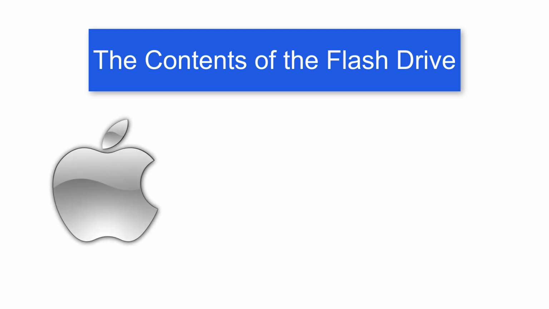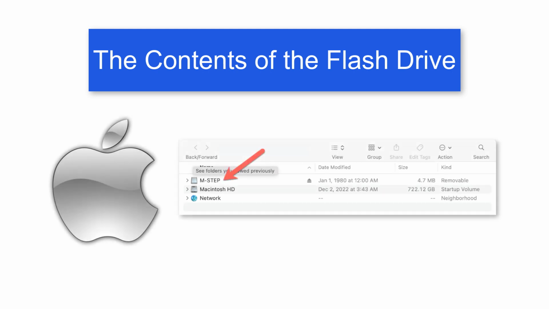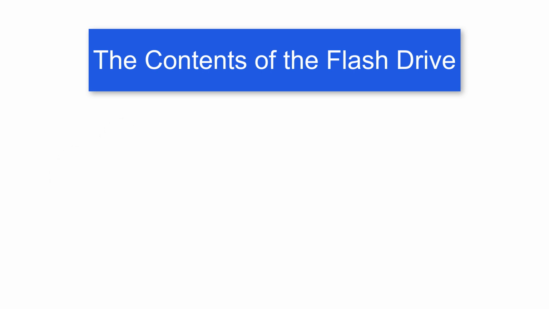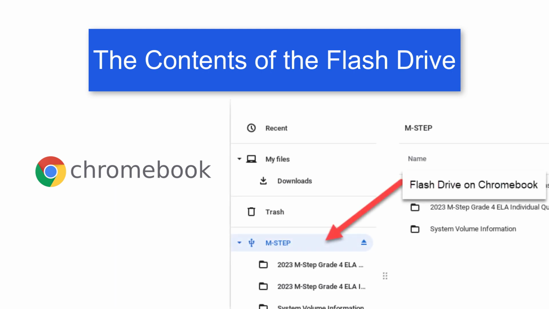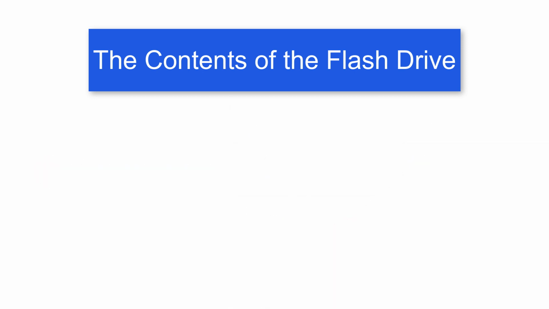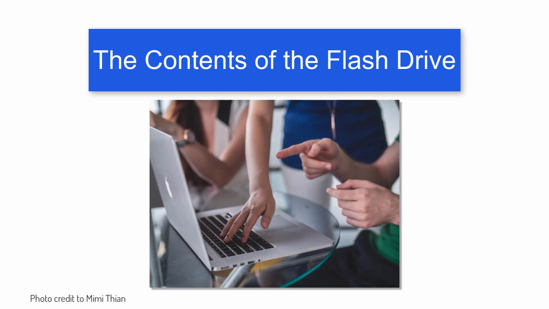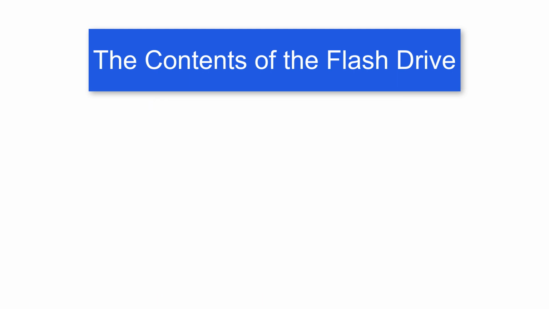On an Apple device, the flash drive will appear in Finder. The name of the folder may be different, either MSTEP or My Access, than what is shown here. On a Chromebook, the flash drive will appear in the list of available folders in My Drive. The name of the folder may be different, either MSTEP or My Access, than what is shown here. If you are unsure of which device you have, talk to your school or district technology support staff for help.